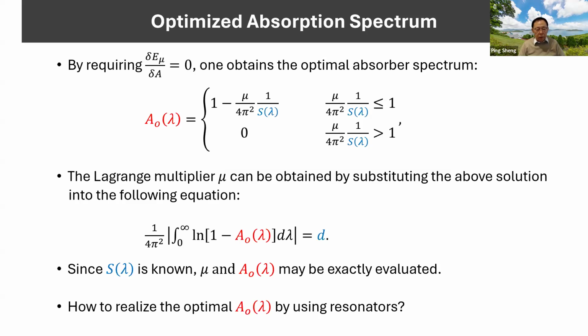But with metamaterial absorbers, we can break this limit. We can break this limit, as you will see. But how do we do that with resonators? So that requires the introduction of the concept of impedance.